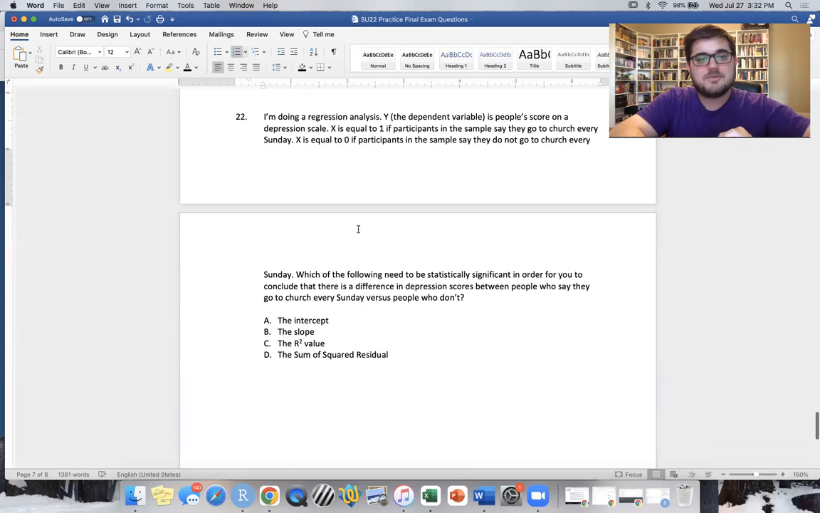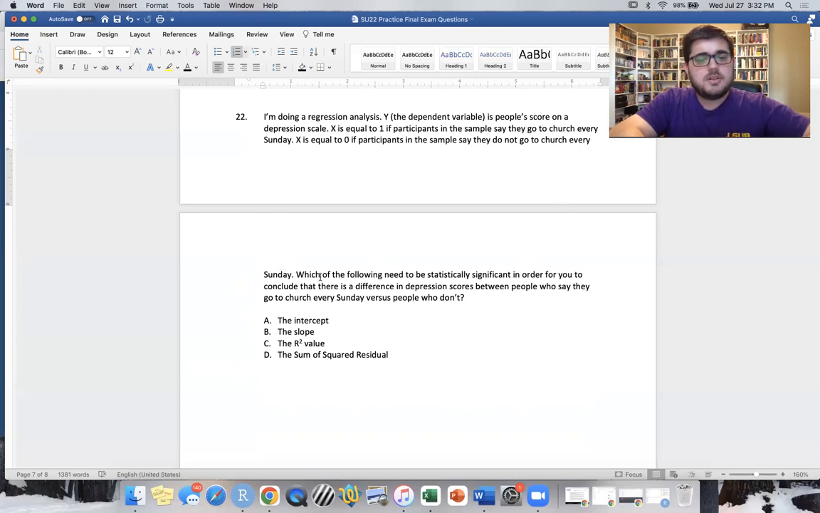Oh, last one, I'm almost free. I'm doing a regression analysis. Y, the dependent variable, is people's score on a depression scale. X is equal to 1 if participants in the sample say they go to church every Sunday. X is equal to 0 if participants in the sample say they do not go to church every Sunday. Okay, standard t-test here. You have how happy are you? Oh no, how depressed are you? Sorry, I got it completely backwards. How depressed are you if you go to church every Sunday? How depressed are you if you don't go to church every Sunday?